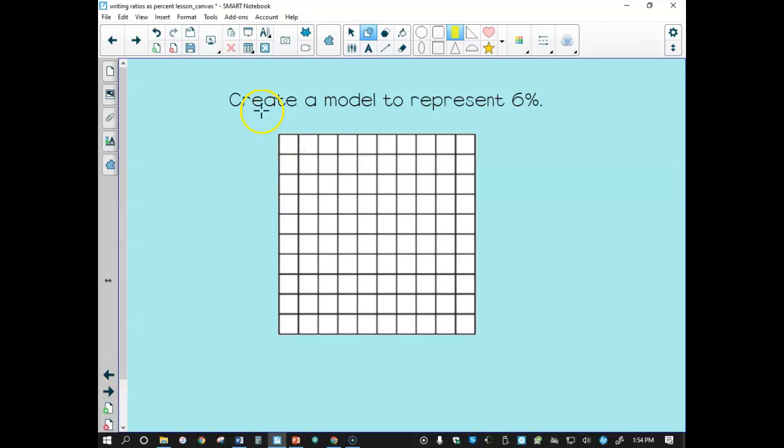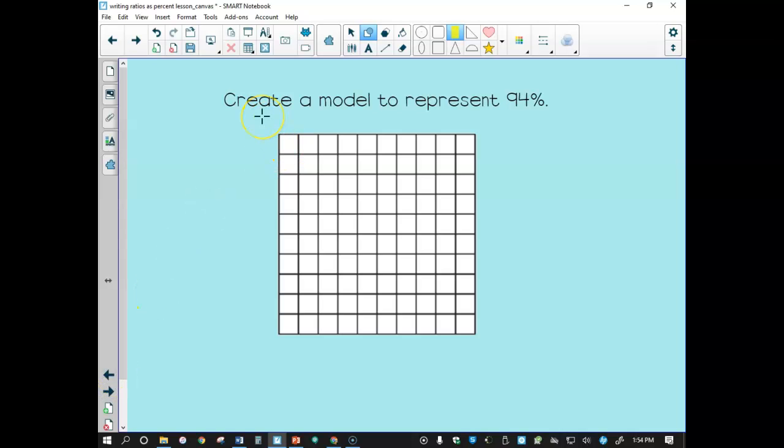I'm going to now create a model that represents 6%. Now 6% means I don't even have 10. I don't even have a whole row. I just have 6 units. So there's 1, 2, 3, 4, 5, and 6. So this is 6%. 6 yellows out of 100 total units.